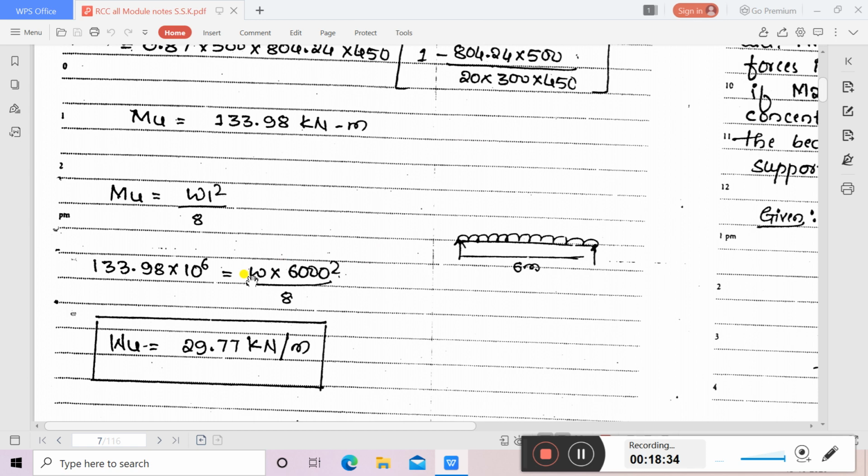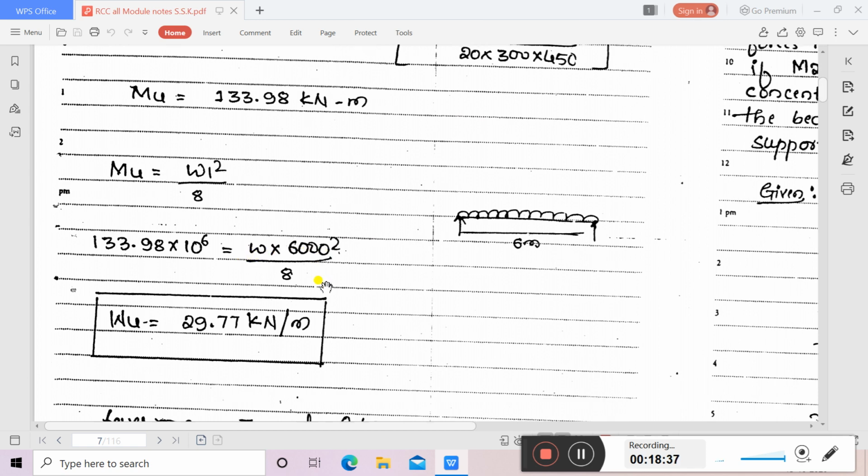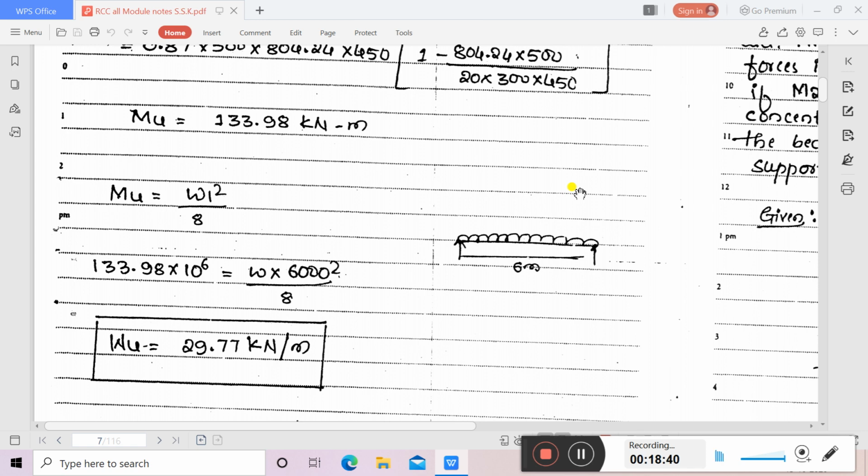So here it is Wu into L effective square. L effective means the span is given. You can check it in the question itself, the span is 6 meter. 6 meter means 6000 mm square, that is 6000 square. Here Mu is 133.98 kilonewton meter, right? So what I will do, I'll keep it in Newton mm. Newton mm means 1000 into 1000, that is 10 to the power of 6, equal to W into 6000 square by 8, which is also in mm. Later again I'll convert it into kilonewton per meter, dividing by 10 to the power of 6.